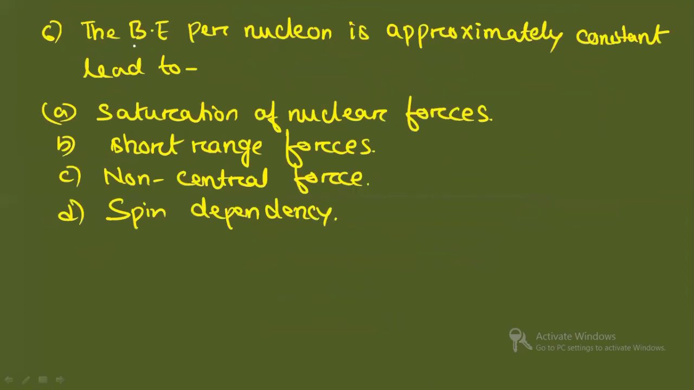Next, let's see question number 6. So here it is said the binding energy per nucleon is approximately constant. It is leading to what? We have already seen in the theory part that the binding energy per nucleon being approximately constant is leading to the saturation property, okay, the saturation of nuclear forces, right? So this answer can be directly said.